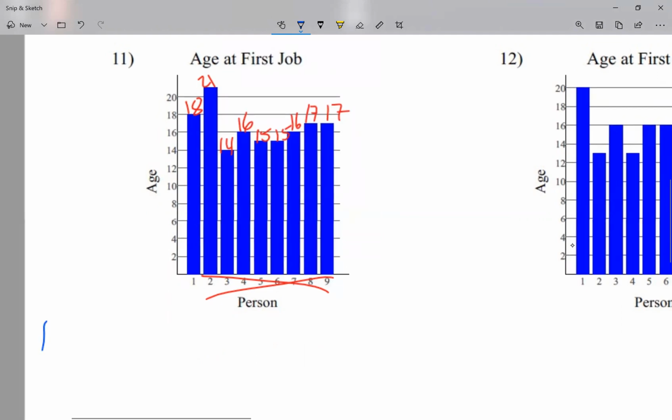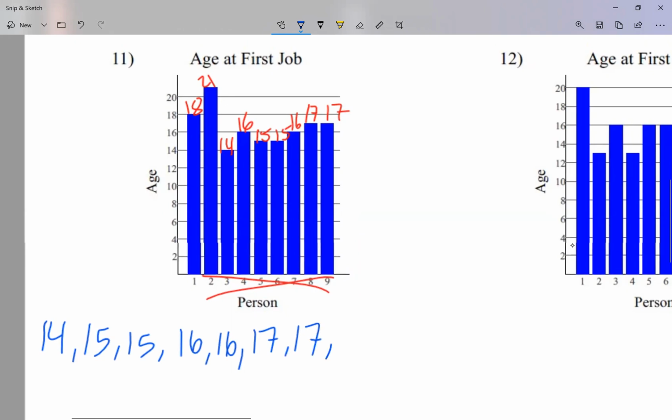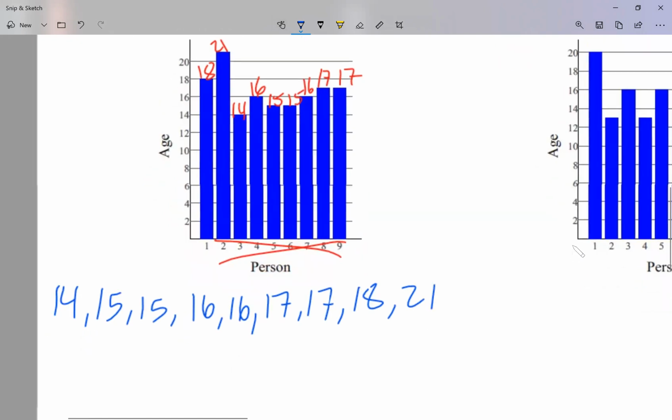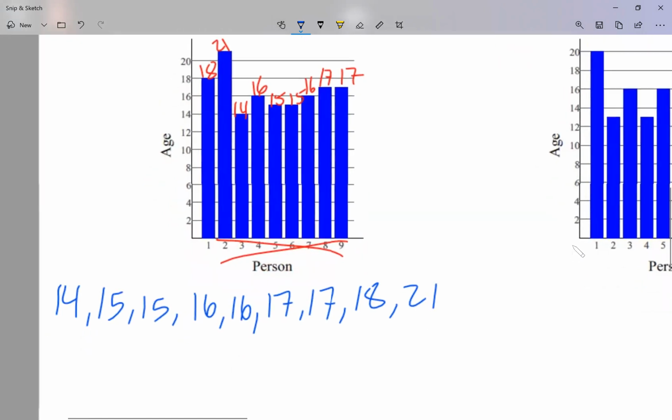My smallest number is 14. Then I have 15 twice. Then I have 16 twice. Then I have 17 twice. And I have an 18 and I have a 21. I listed my numbers from small to large.